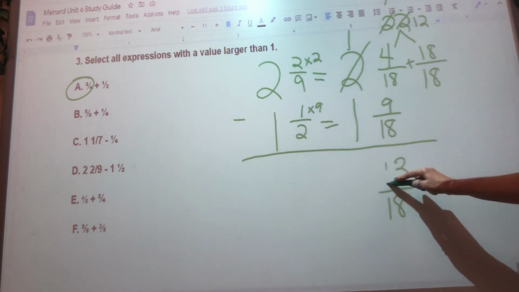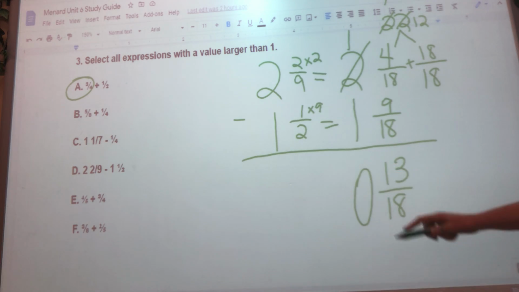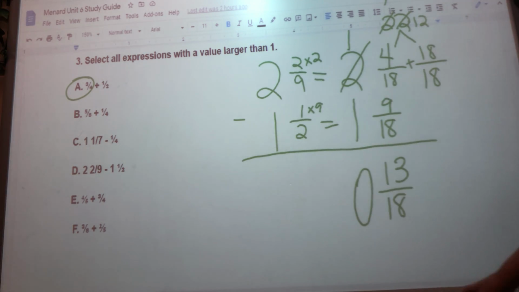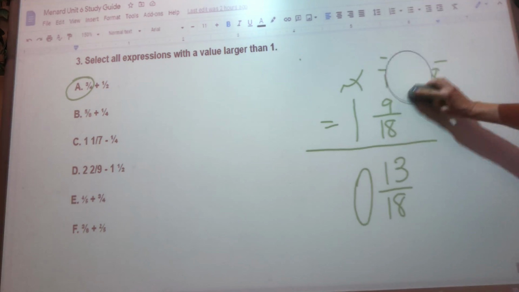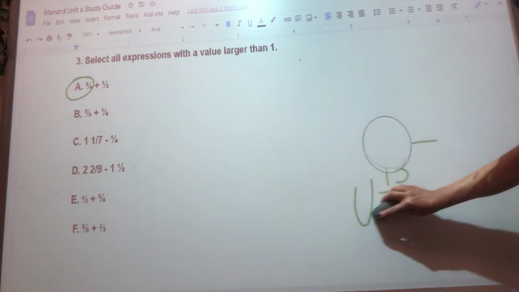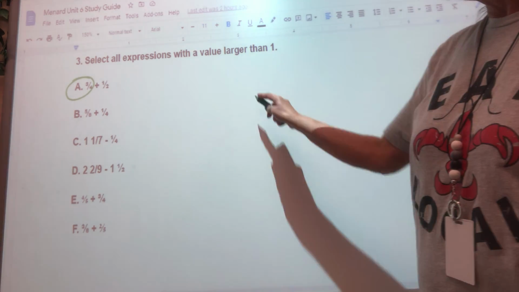1 minus 1 is 0. So do I circle D? No. Nope. It kind of looks like you might at first though, doesn't it? But if you were adding... No. Okay, E.